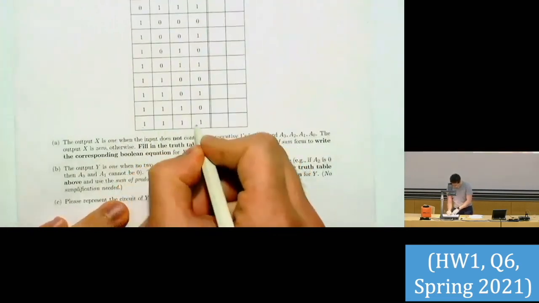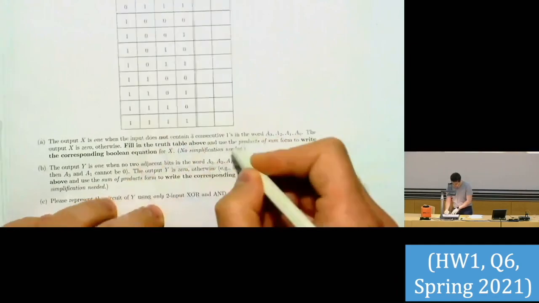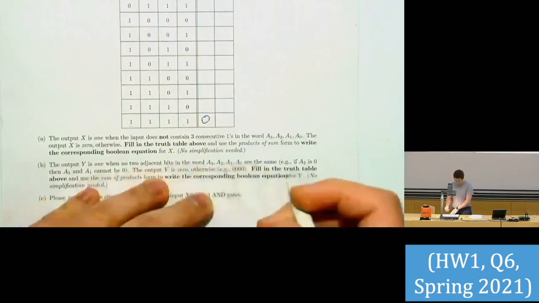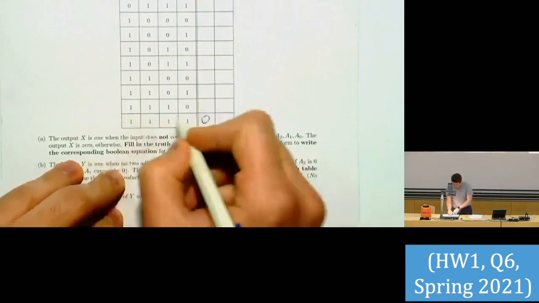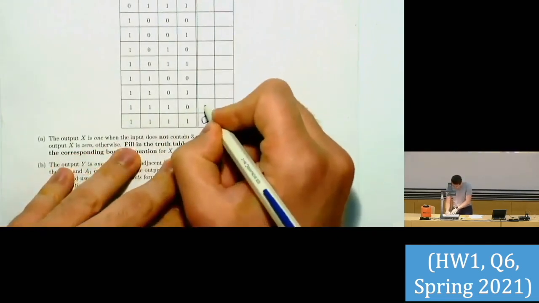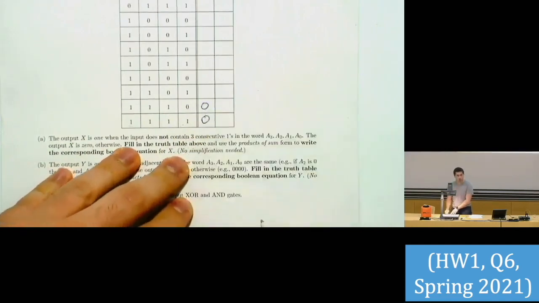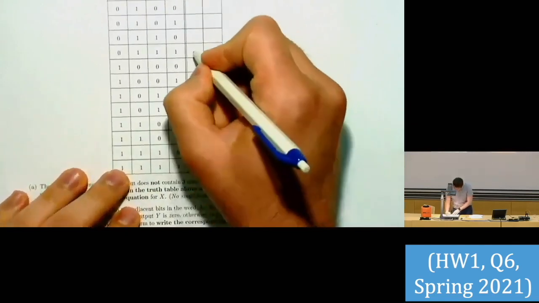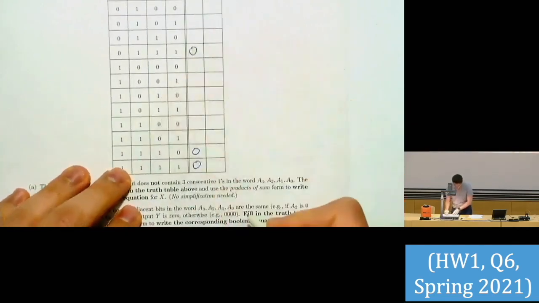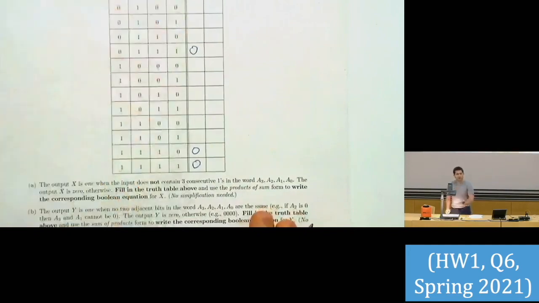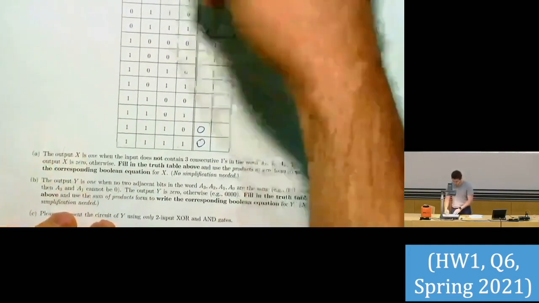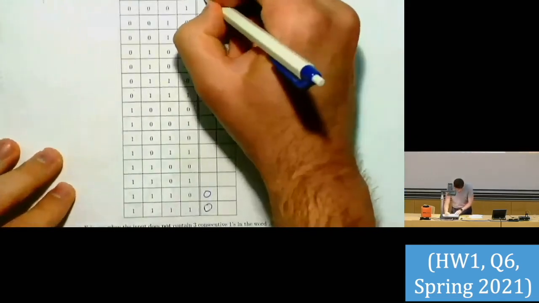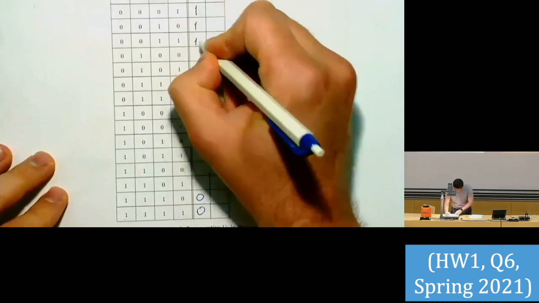For example, this row contains 3 ones consecutively, right? So here X should be 0. We also have 3 consecutive ones here, so here also X should be 0. And the last one is here, so this is 0. But for the rest of these, X will be 1, because for the rest of them, I won't have any 3 consecutive ones. Let's just very quickly write this.